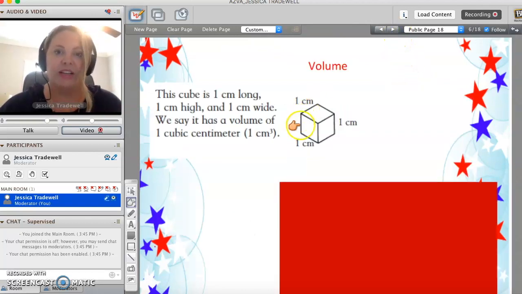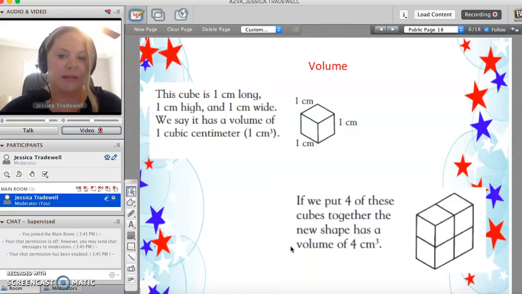So let's take a look at an actual cube. This cube is 1 centimeter long, 1 centimeter wide, and 1 centimeter high. We say the volume is 1 cubic centimeter. If we put 4 of them together, it would look a little something like this. We have all 4 together, and we would say the new shape has a volume of 4 cubic centimeters.